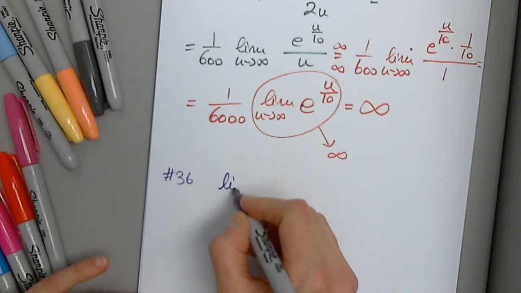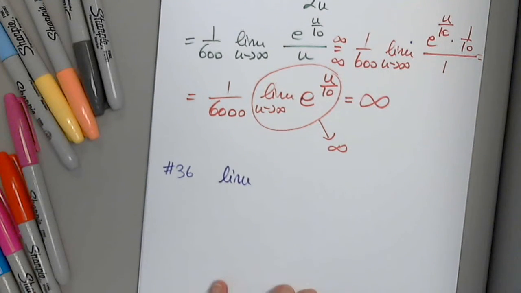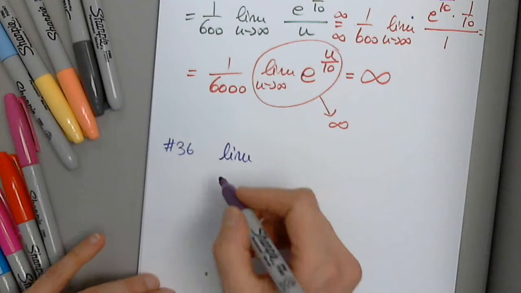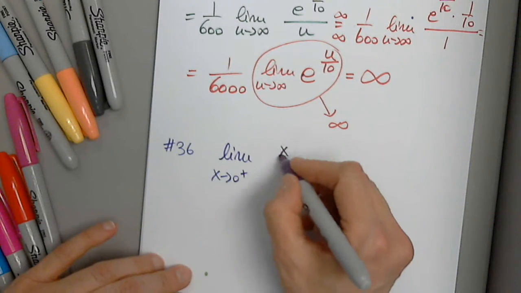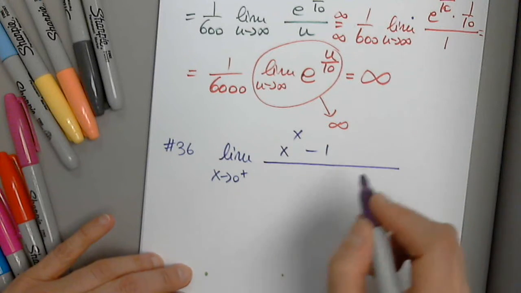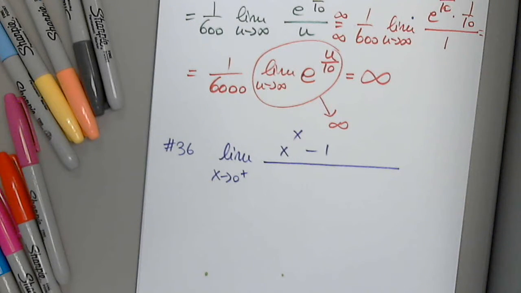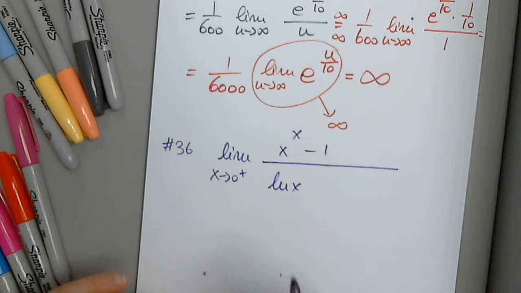Limit as x approaches 0 from the right, of x to the x minus 1, divided by natural log x plus x minus 1.